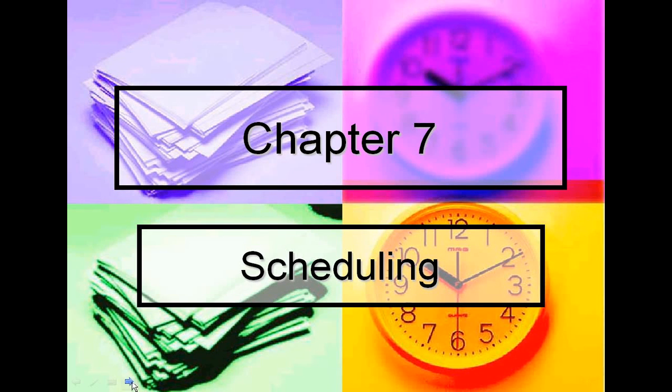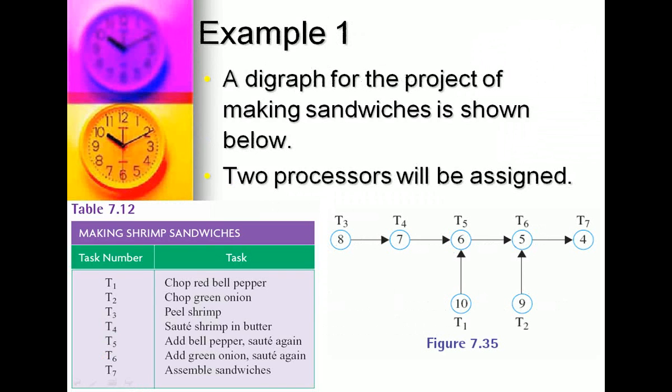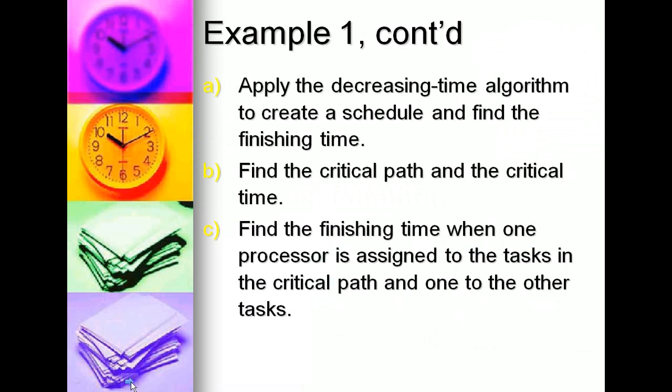Okay, I'm going to attempt to put all of section 7.3 on the same recording. So we have a digraph of making a sandwich, a shrimp sandwich. And we're going to assign 2 processors to making this shrimp sandwich.